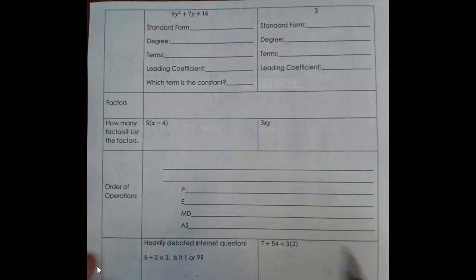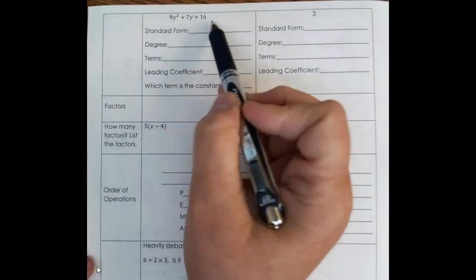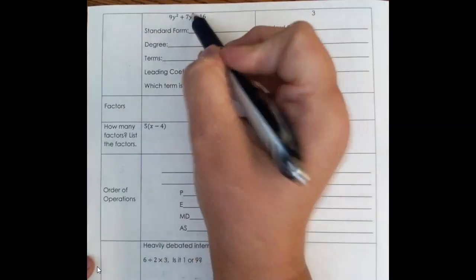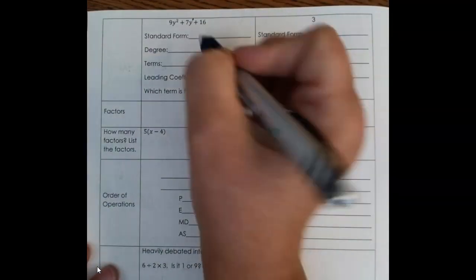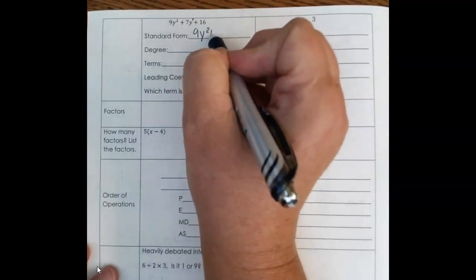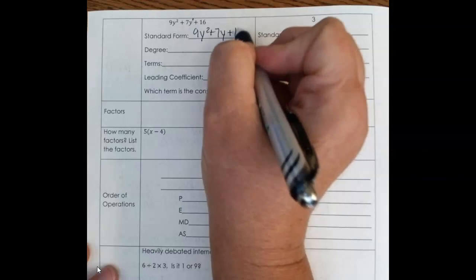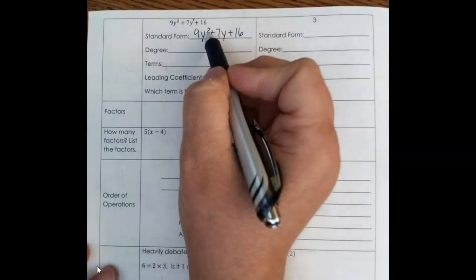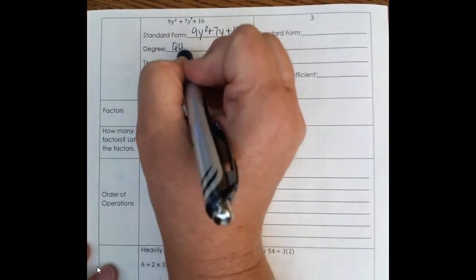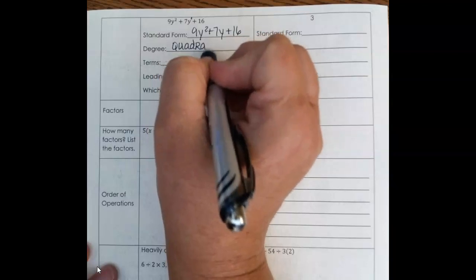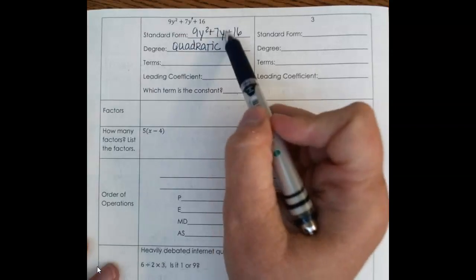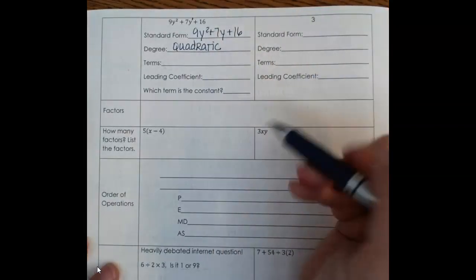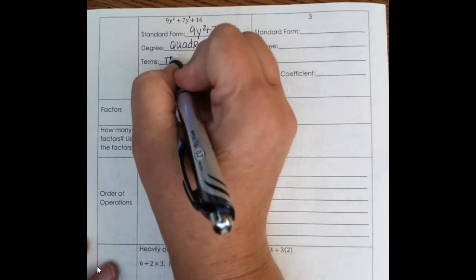All right, the last two examples of that. Standard form, largest exponent to smallest exponent. We have 2. We have 1. It is already in standard form, so I'm just going to recopy it. 9y squared plus 7y plus 16. The degree, that's your highest exponent, which is a 2. That makes it quadratic. The number of terms, I have 1 term, 2 terms, 3 terms. A 3 term is called a trinomial.